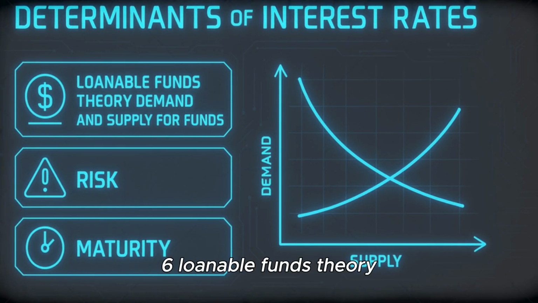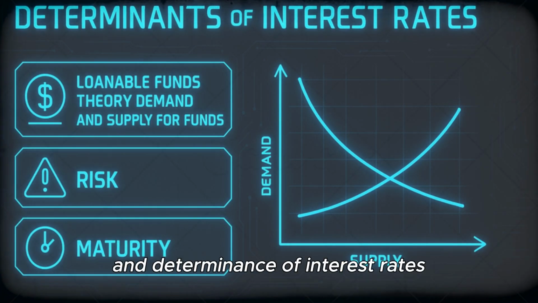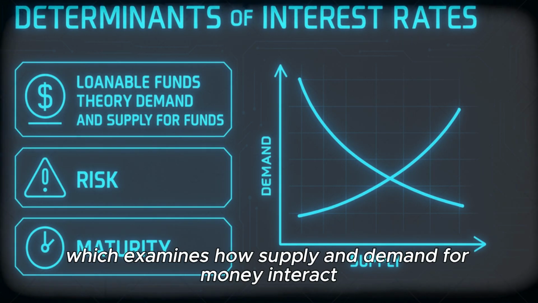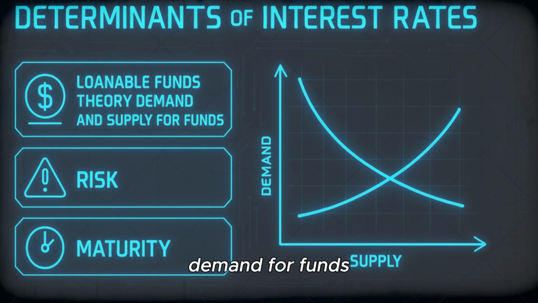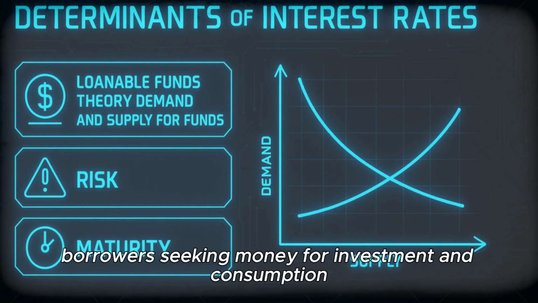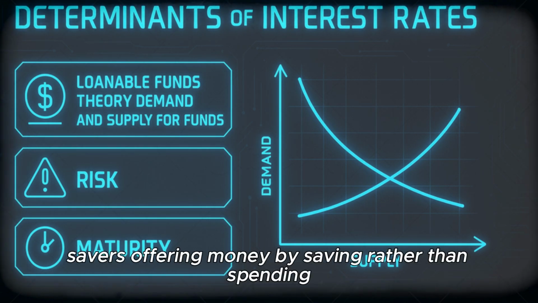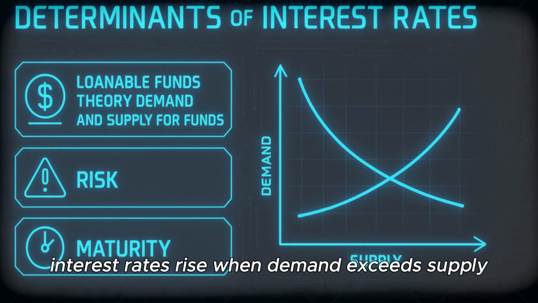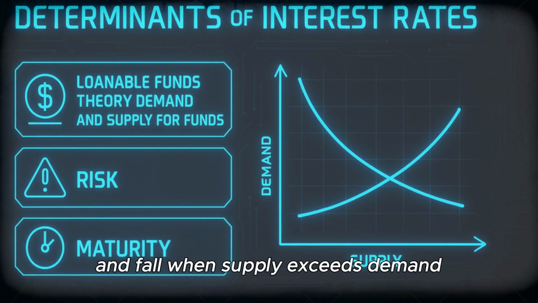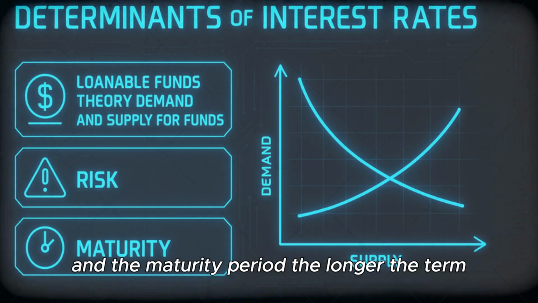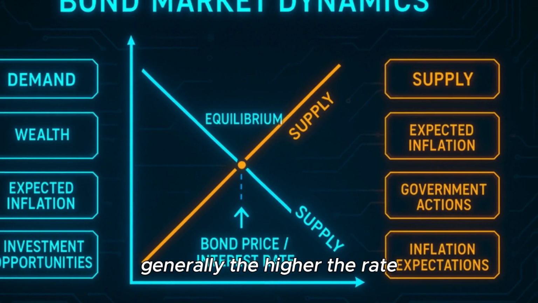6. Loanable funds theory and determinants of interest rates. Interest rates are primarily determined by the loanable funds theory, which examines how supply and demand for money interact. Demand for funds: borrowers seeking money for investment and consumption. Supply of funds: savers offering money by saving rather than spending. Interest rates rise when demand exceeds supply and fall when supply exceeds demand. Other determinants include the risk associated with loans and the maturity period. The longer the term, generally, the higher the rate.